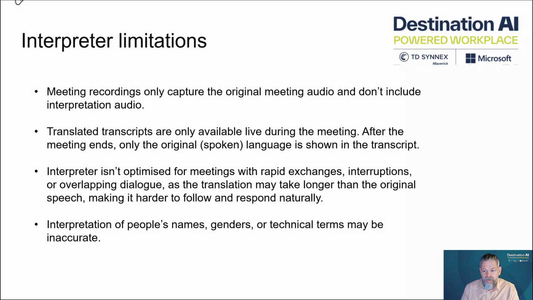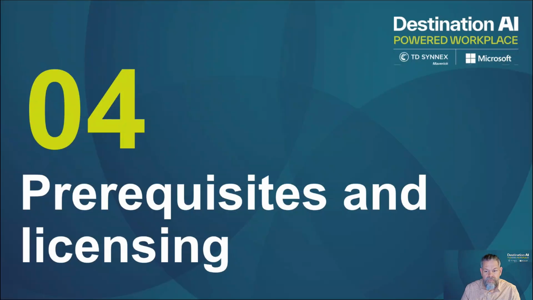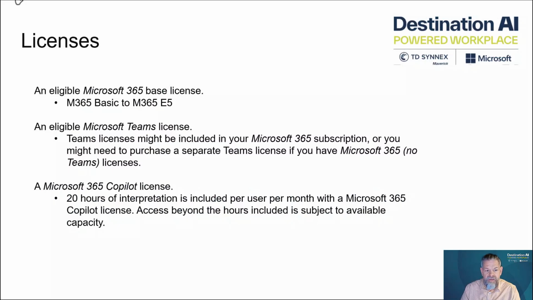But we have some prerequisites and some things to think about before we even enable the Interpreter agent. These could be simple things like the licensing requirements. Again, we need to have a supported version of Microsoft 365. That base license could be anywhere from Microsoft 365 Basic all the way up to an E5. We need to enable the Microsoft Teams license if we haven't got that natively within it.